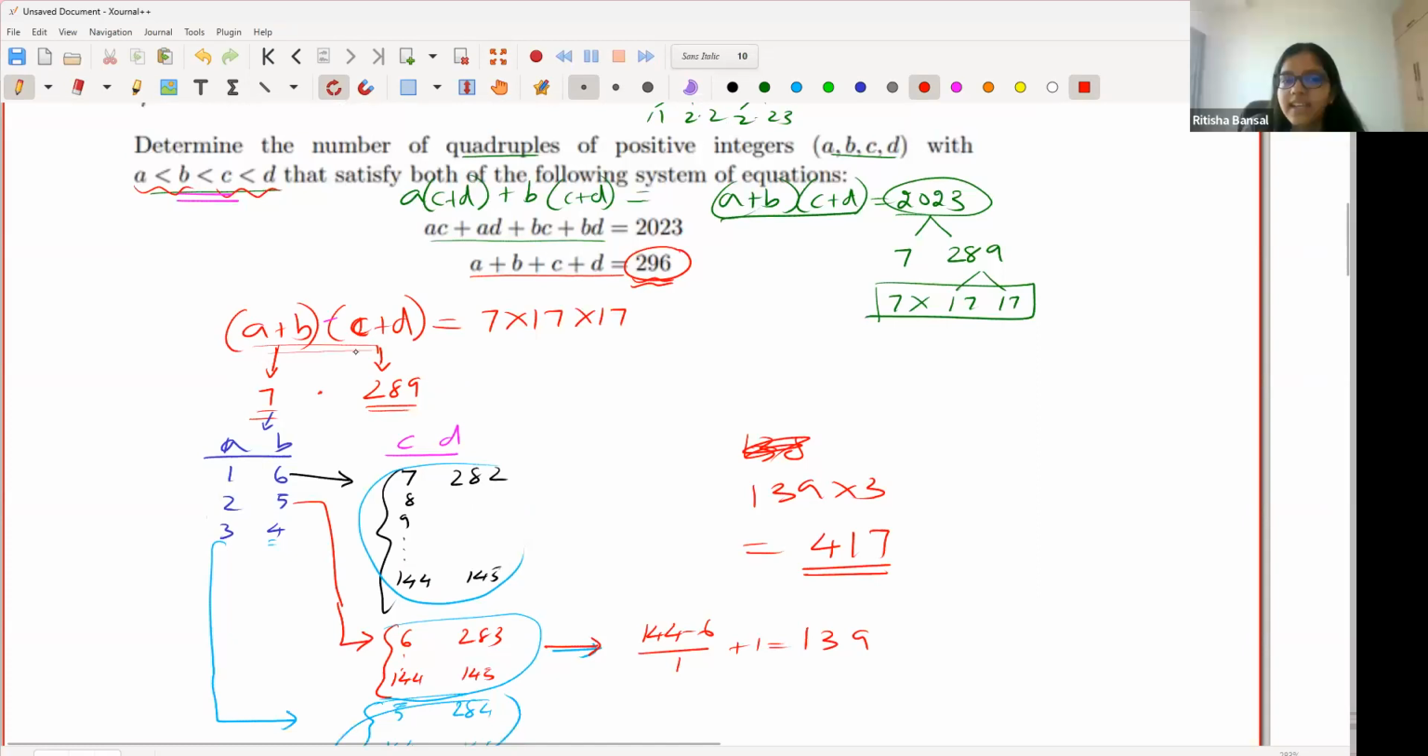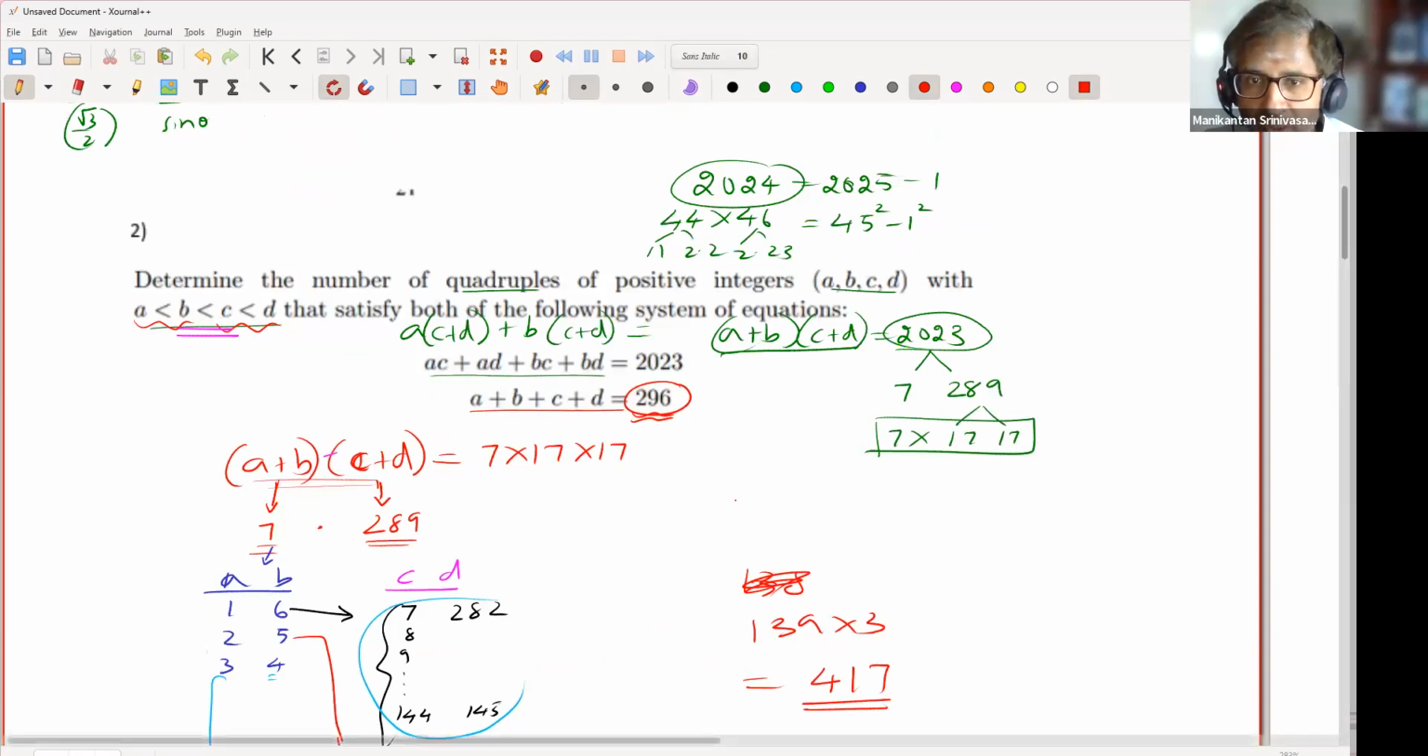Question 2. Can A be 0? It says positive integers, so no. If it said whole numbers, then obviously you would have accounted for that. So always pay attention to all of these edge cases.